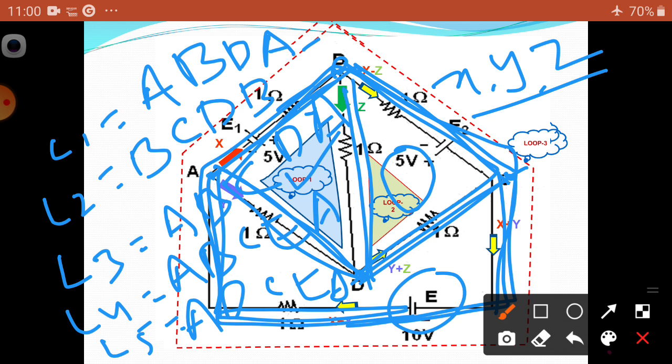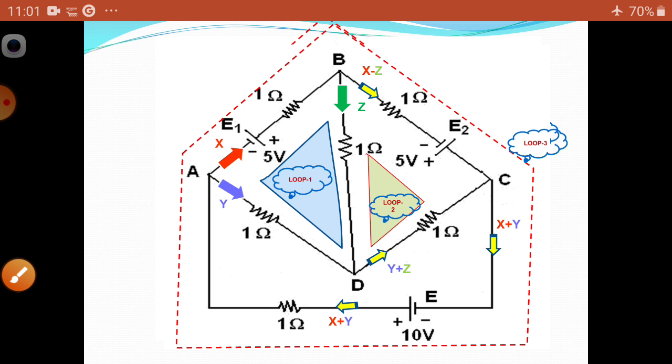You can take any 3 equations and calculate, but the equations we write should contain the mixed terms of X, Y and Y, Z and Z and X. Those terms should be within the equation. Choose the loops in such a way. Okay. So, this is the basic thing.